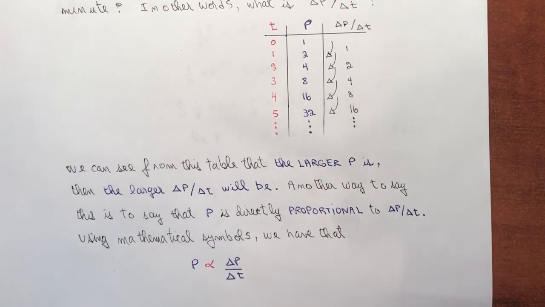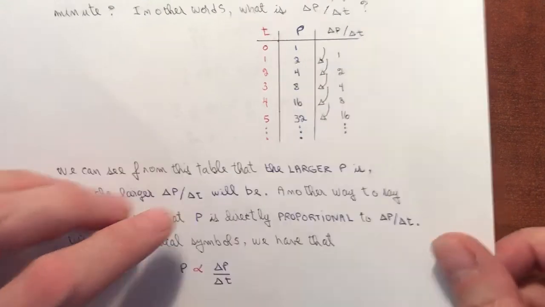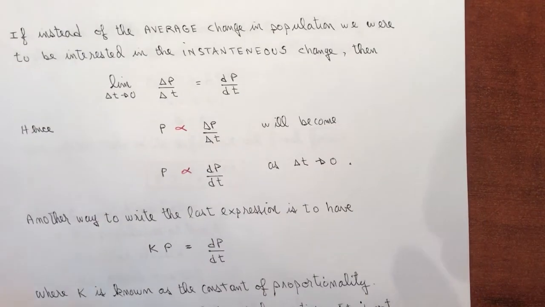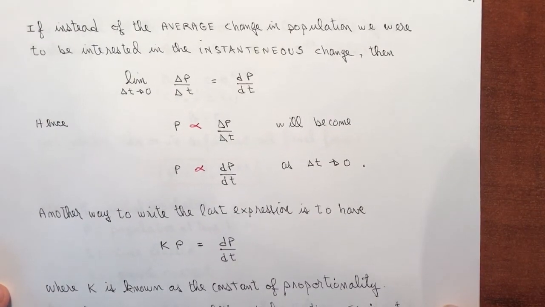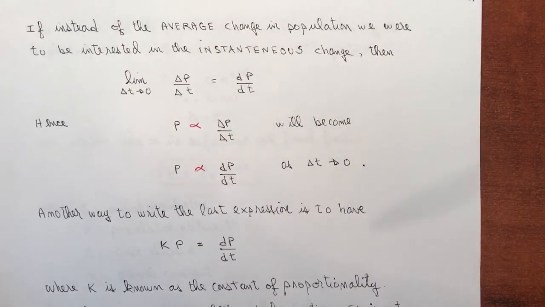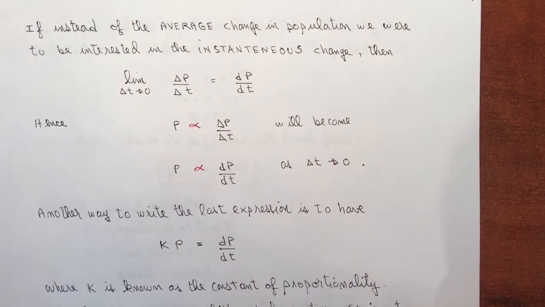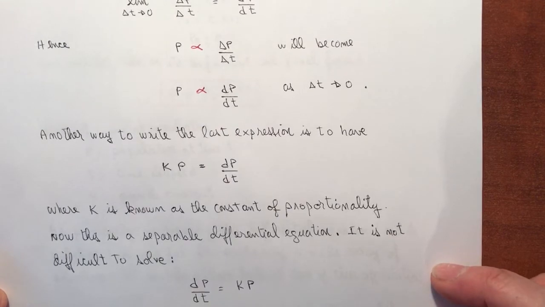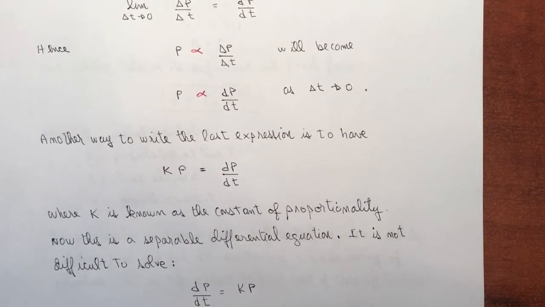That is to say that p, the population, is directly proportional to the average change, delta p over delta t. The symbol we use for that is that little squiggly alpha. So p is proportional to delta p over delta t. If instead of the average change in the population, we were interested in the instantaneous change, we would have to take the limit as delta t goes to 0 of delta p over delta t, and we would be calling this dp over dt. Hence, our proportionality would become p is proportional to dp over dt as delta t goes to 0.